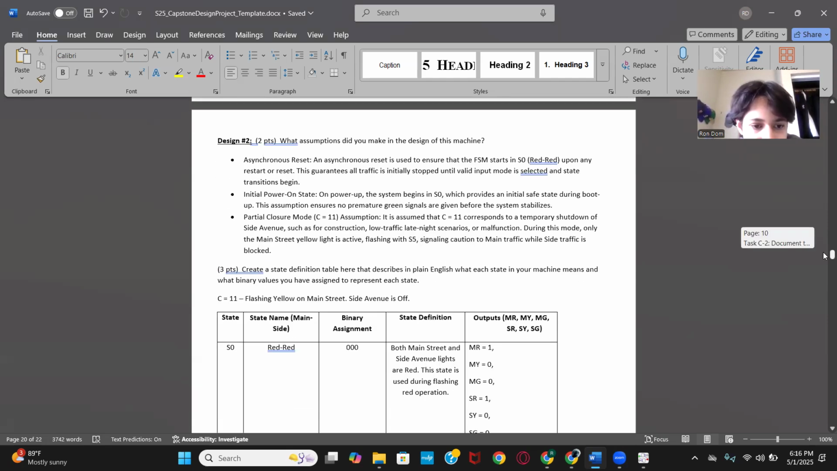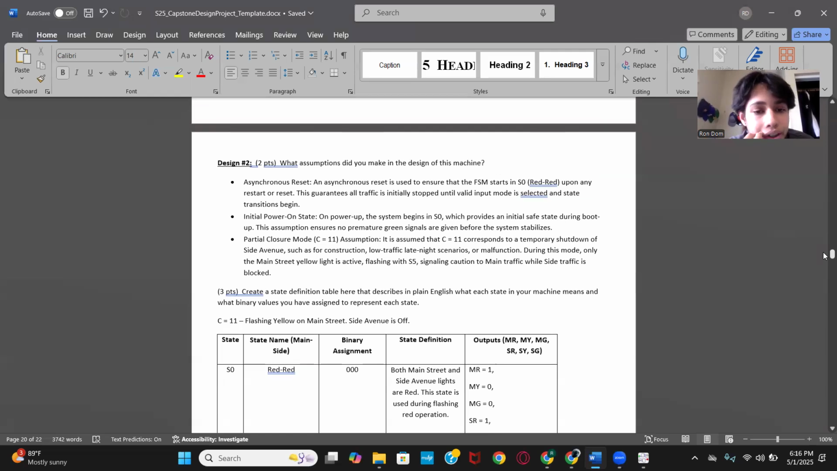So for my design two, my C equals 11, which is my special state, was different on this one. So this would be a flashing yellow on Main Street, side avenue off, and basically it would flash between this and the last state, an all-off state, my bad.